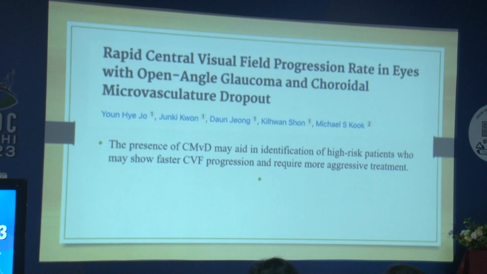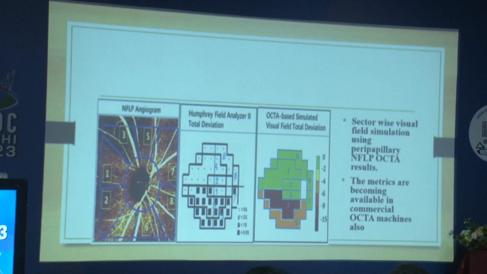In this study, we have spoken about the superficial vessels, but there is a role in deeper vessel architecture also. Choroidal microvascular dropout shows that if there is a dropout in choroidal microvasculature, there is a rapid central visual field progression. This study is shown by Zhou et al.